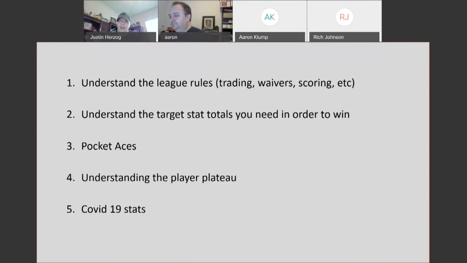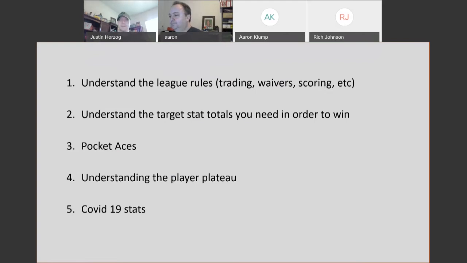Because you can find guys late with good ratios. And as the season goes on, if you're falling behind in your ratios, it's a lot harder to make up ground versus the non-ratio categories. Like if you're falling behind in runs, it's easy to trade for a guy that can give you a lot of runs and add to the total. But for your ratios, because they're a ratio stat, it's a lot harder to make up the ground.